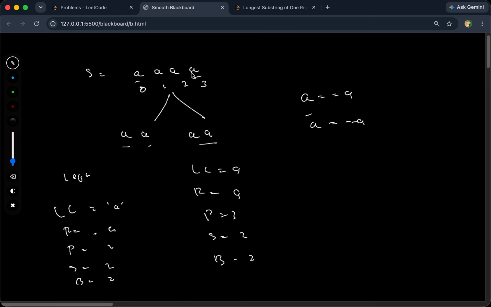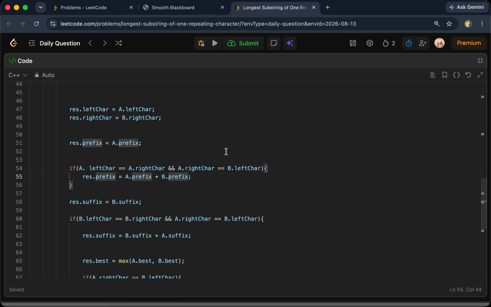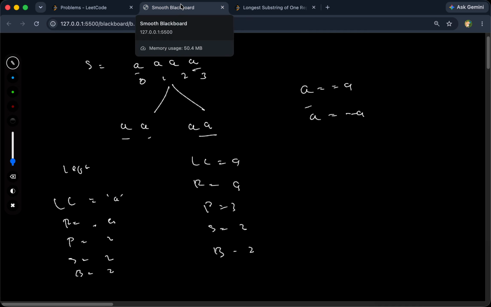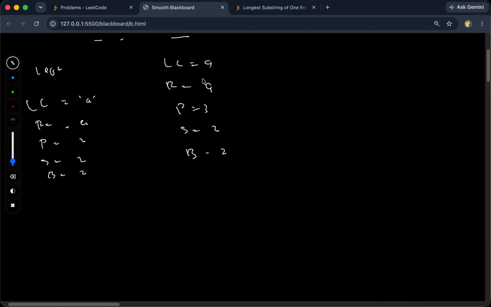So 2 plus 2 is 4. Okay, so the length is 4, then suffix is 2. We check b dot left character, suffix. We check b dot left character, a is equal to a, true. So the answer is 4, suffix also 4, and the best is 4, so the best is 2.